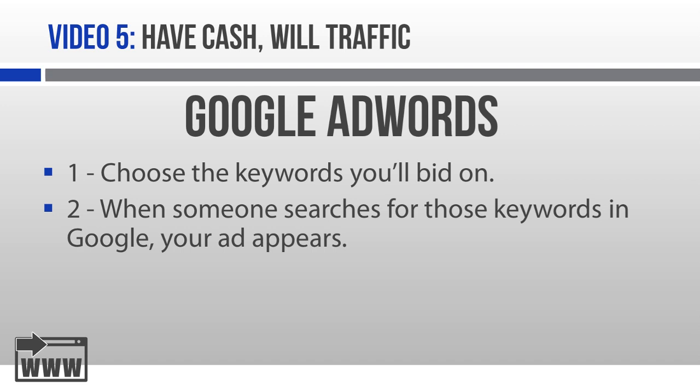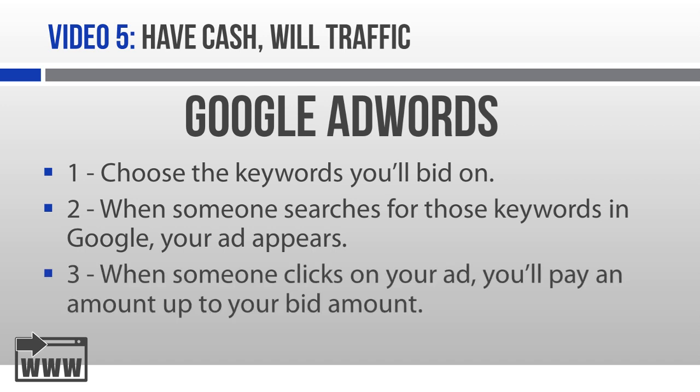Your ad consists of a short headline, 2 short lines of text, and the link to your landing page. Now, the exact placement of your ad depends on how much you bid on that keyword. The higher your bid and the better your ad performs, the more visibility you'll get. When someone clicks on your ad, you'll pay an amount up to the bid amount. So if you bid 25 cents on the keyword, you'll pay up to 25 cents every time someone clicks on your ad. When someone clicks, they'll get sent to your landing page. So that's an overview for you. Basically, there's 3 parts: the keywords you choose, the ad, and your landing page. Let me share a few tips about these 3 components individually.